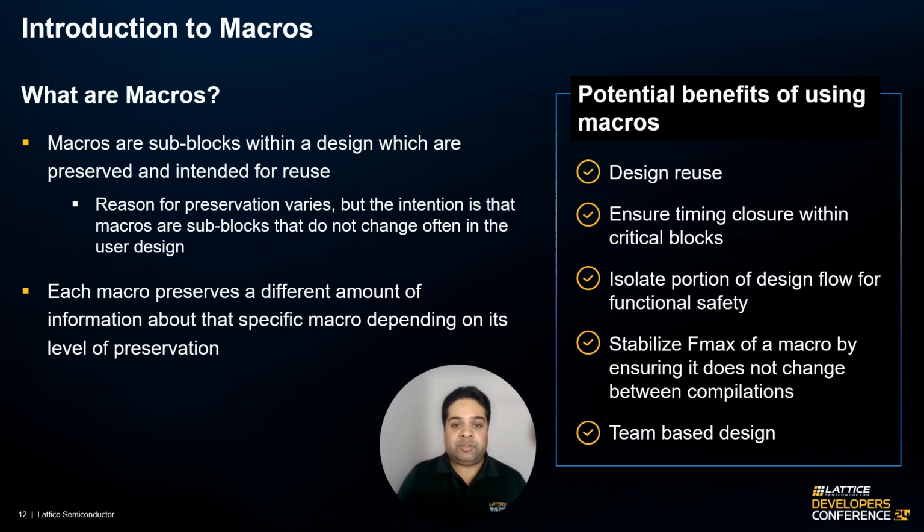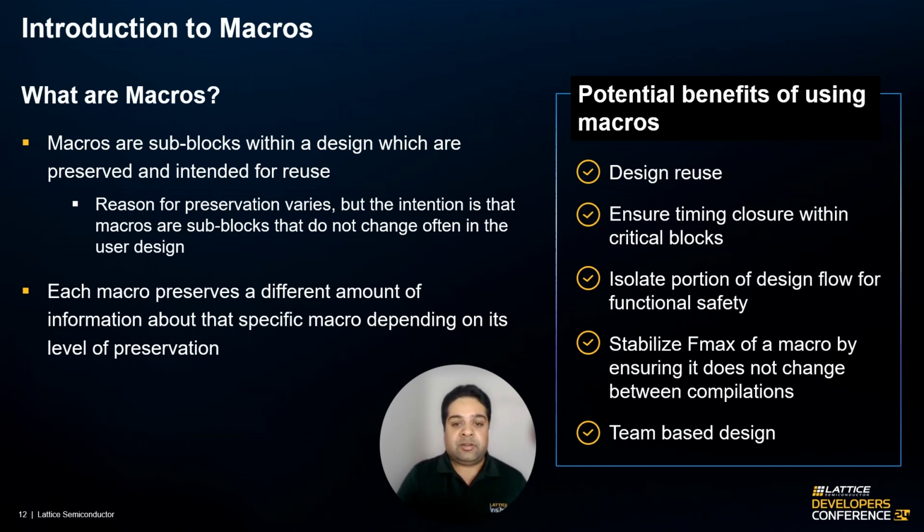Another benefit of using macros is that it isolates portions of the design flow for functional safety. Macros can be used to isolate certain parts of the design flow, which is important for functional safety. This isolation ensures that the changes in one part of the design do not affect other critical areas.